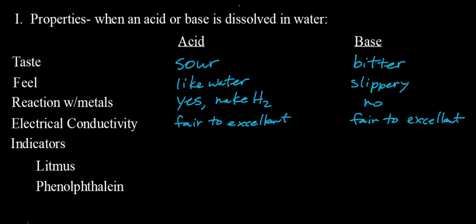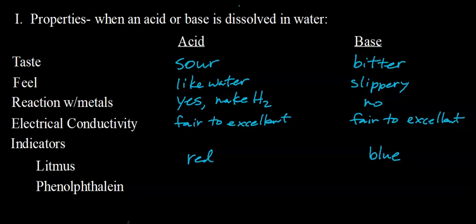Litmus. We will use this in at least one of our labs, probably two of them. What color is litmus in an acid? What color is litmus in a base? There's actually two types of litmus paper. You have red litmus paper and blue litmus paper. So if you were to test red litmus paper in an acid, that litmus paper would stay red. If you tested blue litmus paper in an acid, the blue litmus paper would turn red. Kind of the opposite for bases. Red litmus paper in a base will turn blue. Blue litmus paper in a base will stay blue.